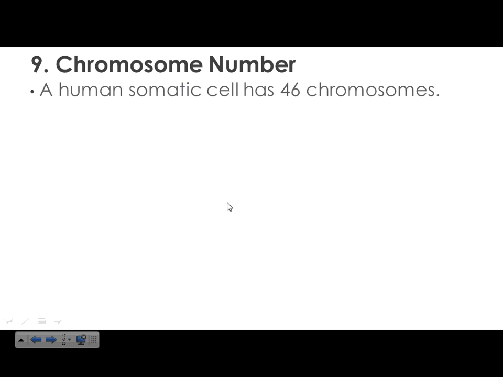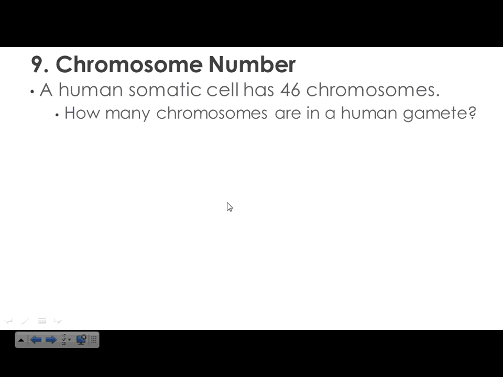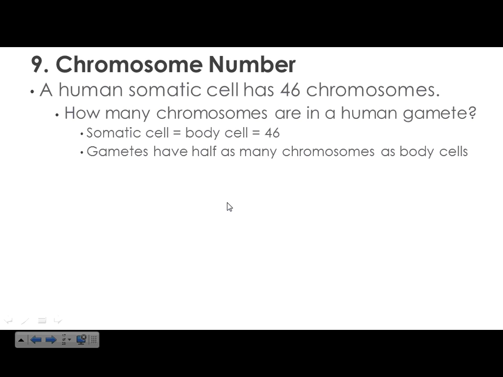A human somatic cell has 46 chromosomes. So there's some vocabulary in this question that you have to be familiar with. How many chromosomes are in a human gamete? So a somatic cell is the same thing as a body cell. Those have 46. Gametes always have half as many chromosomes as the body cell. So if this body cell has 46, the gamete or the sex cell must have 23. So you have to be familiar with those words. You have to know that somatic cell and body cell, two words for the same thing. Gamete and sex cell, different words for the same thing.